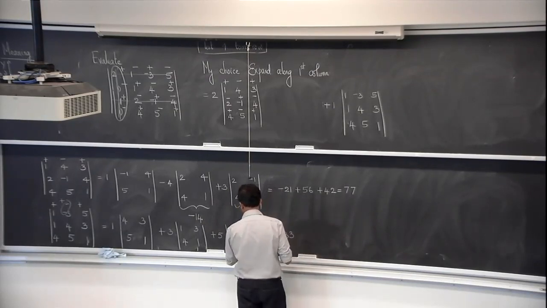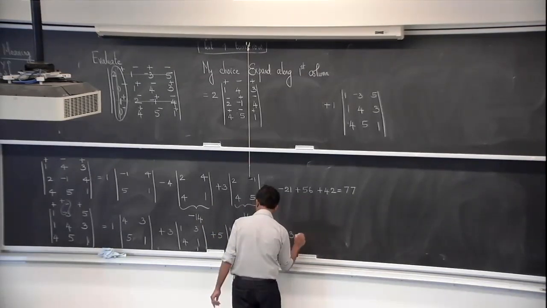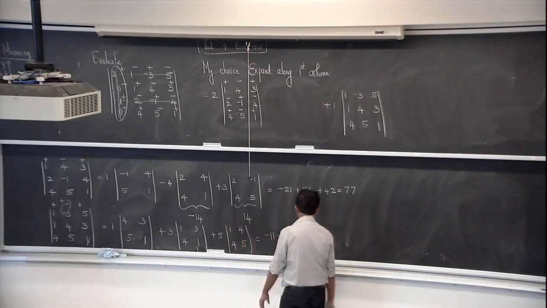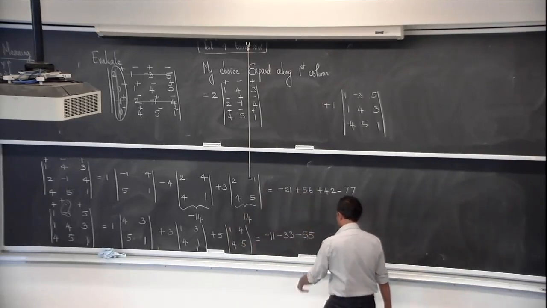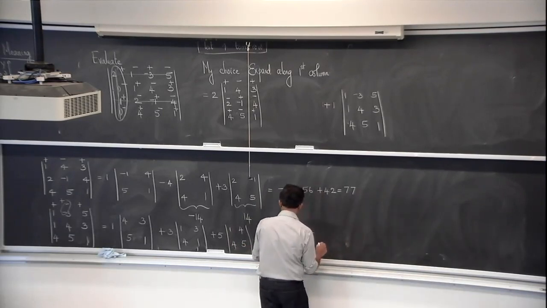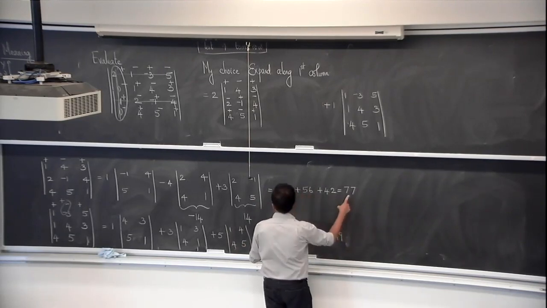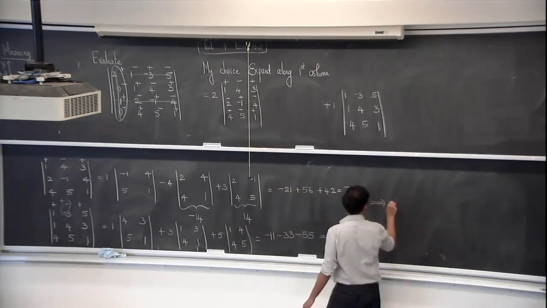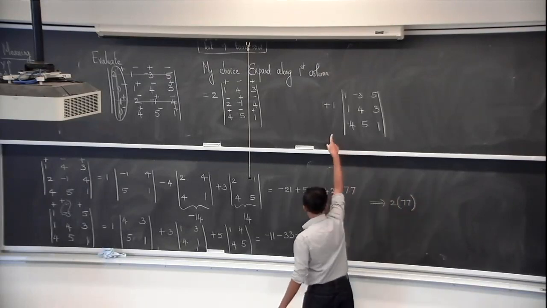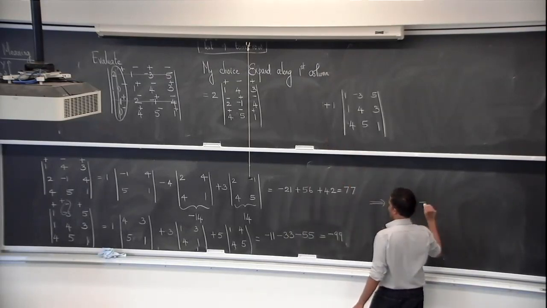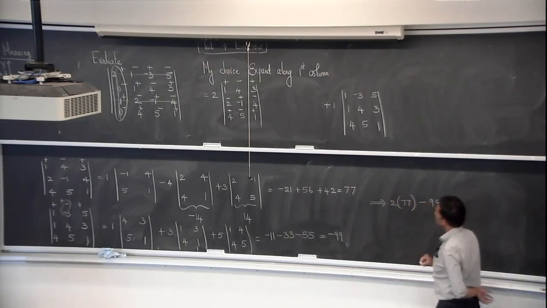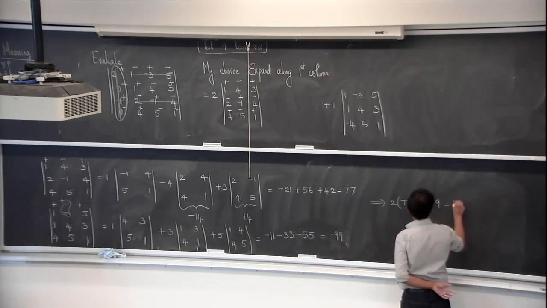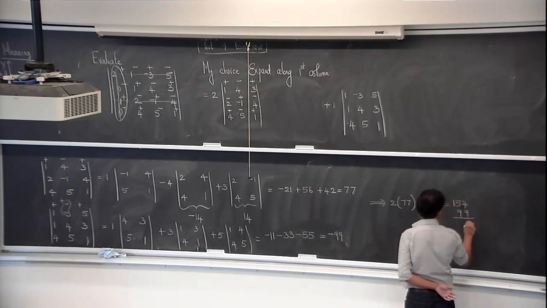I didn't plan that. 55. I should play a lottery today, maybe. So it's 25 minus 16. All right. So again, please don't forget the 2 there. It's 2 times 77 plus 1 times this, which is minus 99. So that is 154 minus 99, which is 55.